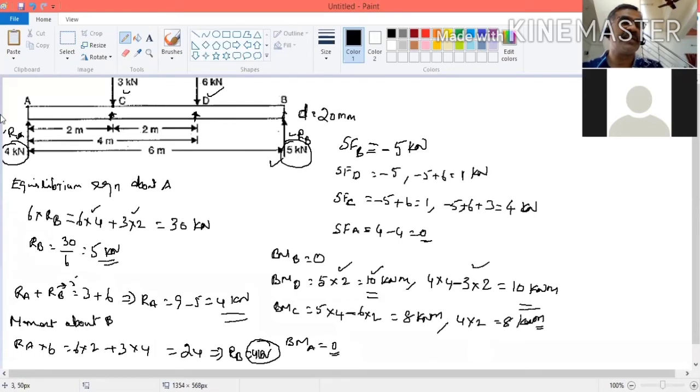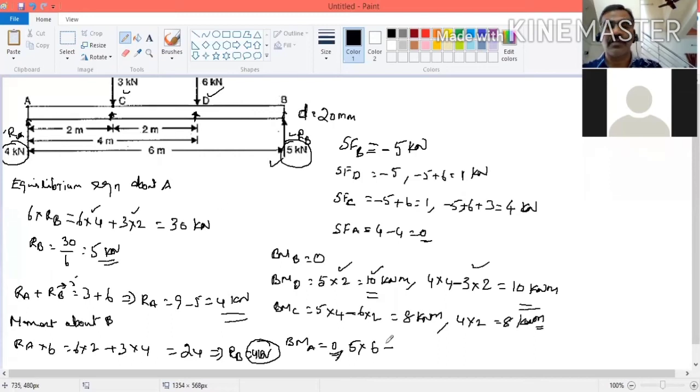If you consider the left side of the beam, only one force is there and the distance is 0, so bending moment is 0. Now you can consider the right side of the beam also, no problem. Then this is 5, 5 into 6. We are taking moment about A. So the 5 force, distance is 6, and that is clockwise. So 5 into 6 minus 6 into 4.